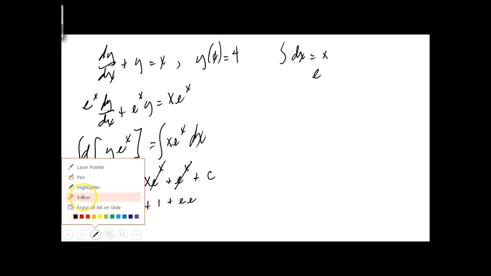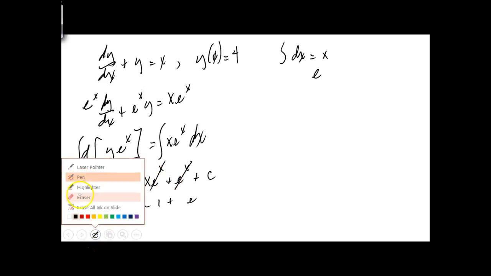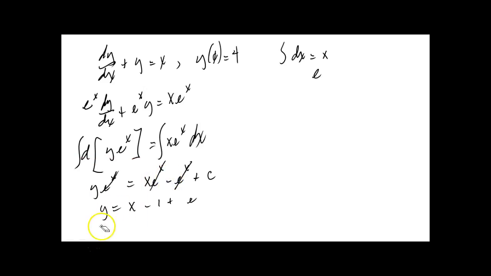Oh, yeah, minus 1. You're right. Let me go and correct that. I'm sorry, I was going too fast. X minus 1, I forgot that one too. There it is. Because integration by parts is uv minus. Yes, you're absolutely right. And this will be c e to the minus x, because you divided everything by e to the x.